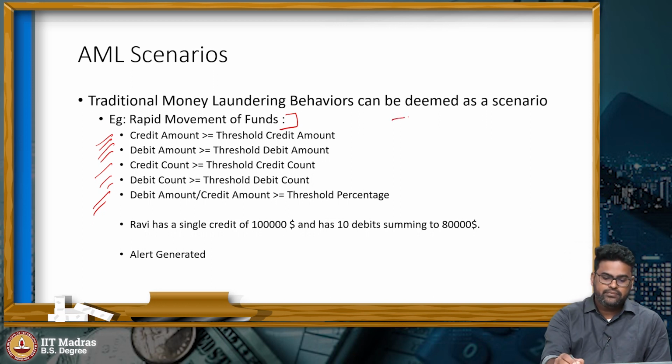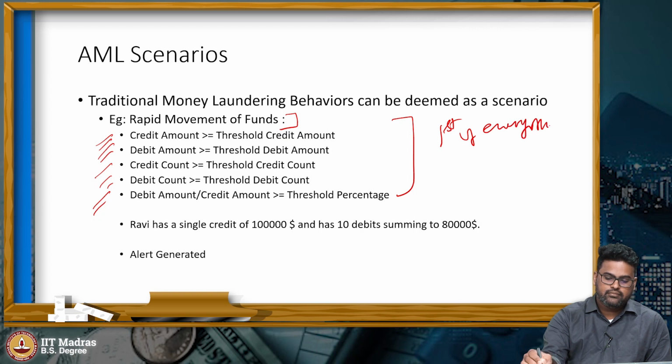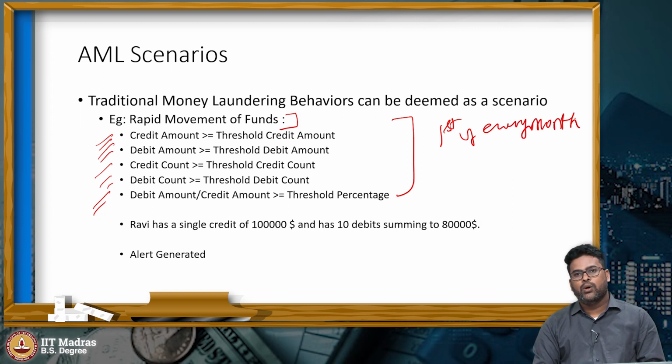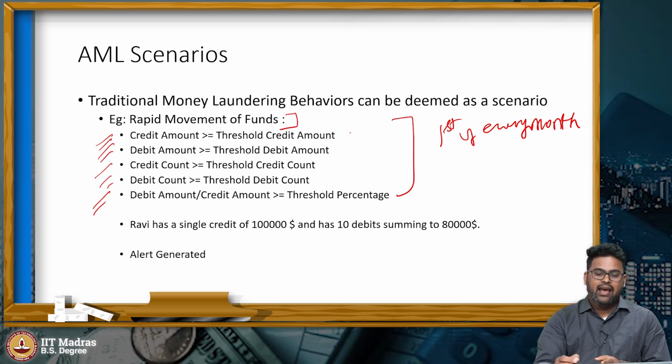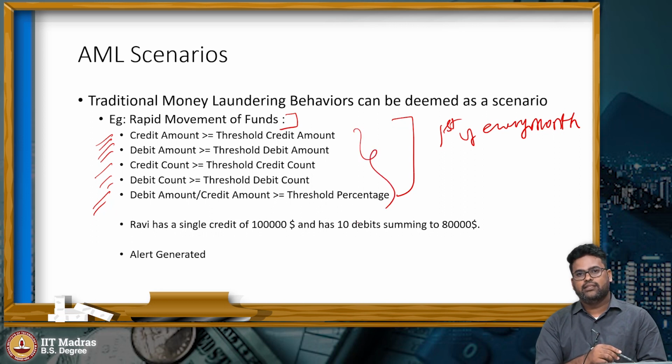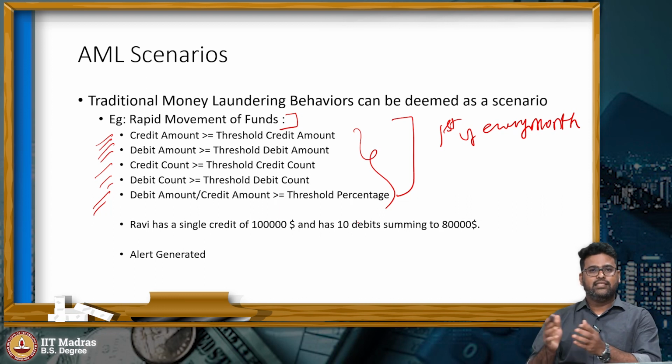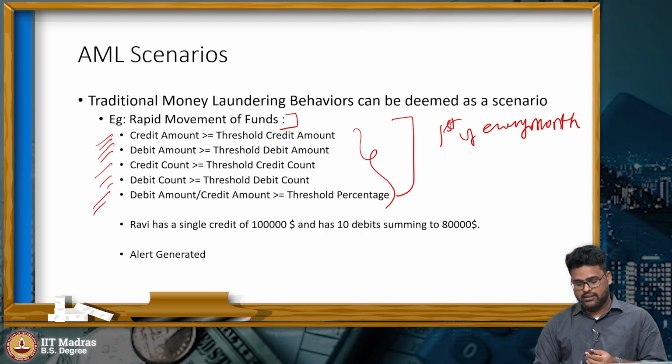Now assume the first of every month, most of the customers, let's say, have their salary account with this particular financial institution. So their salary gets credited, and there will be multiple debits where they pay their bills, and all these conditions might be holding true. As a result, tons of alerts are generated, but we all know that they are genuine transactions. So as you can see, a lot of false positives in AML scenarios as well.